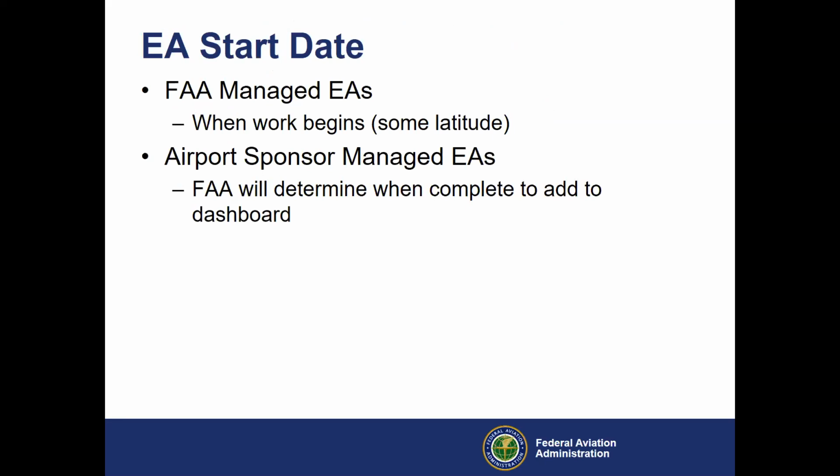So again, I mentioned the EIS has a pretty hard and fast start date of that issuance of an NOI, notice of intent. There's a little more latitude on the EA side, and the FAA made the decision that says new EAs must be added to the dashboard within 90 days of determination to prepare an EA. For projects, FAA will identify the start date according to the following scenarios. EAs prepared for and managed by the FAA. The project initiation date is the date that working on preparing the draft EA commences.